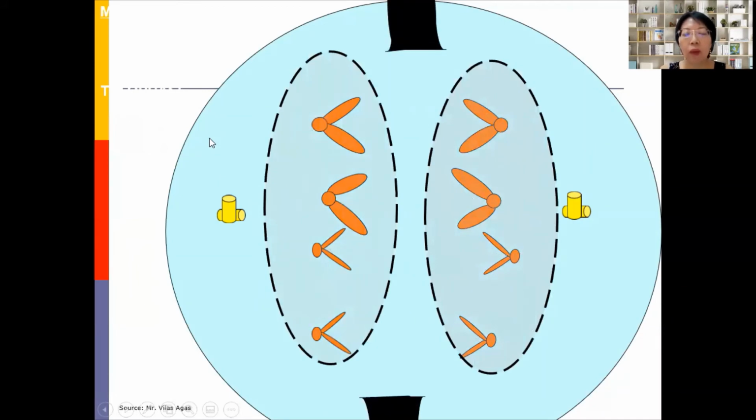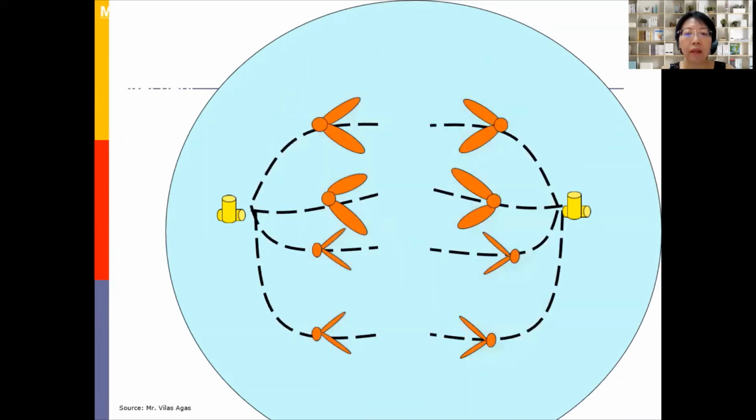So after that, when all the chromosomes arrive at the centrioles, then it's already telophase, where the nuclear membrane reforms and the nucleolus reforms. Then the chromosomes will uncoil and elongate, becoming chromatin. After that, cytokinesis will happen, right?